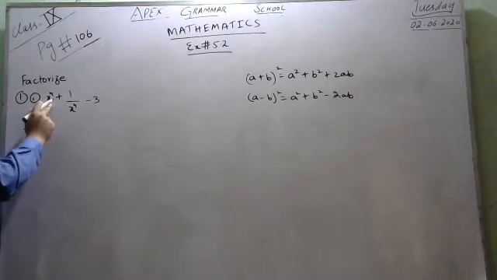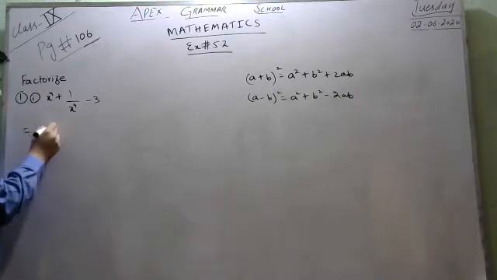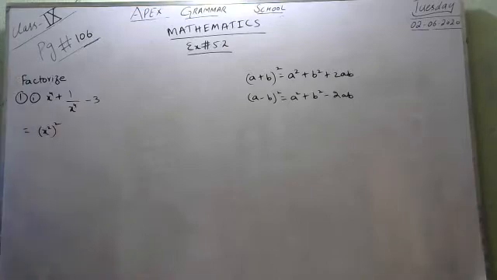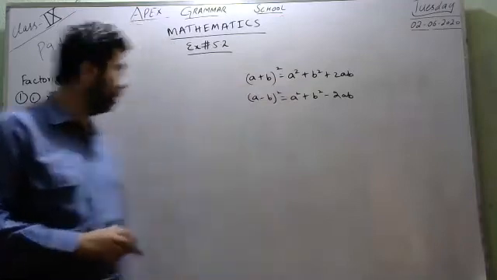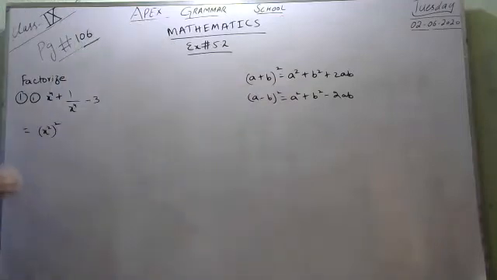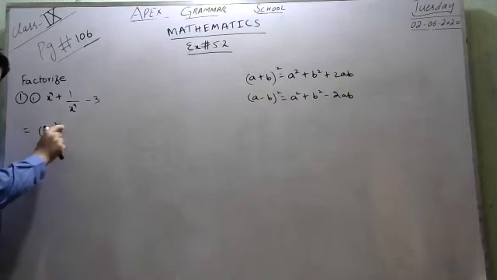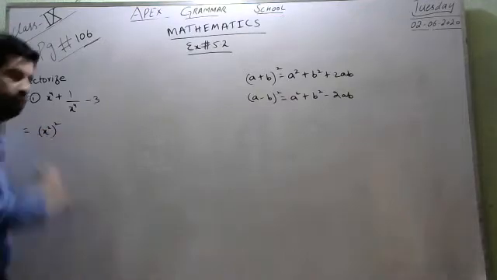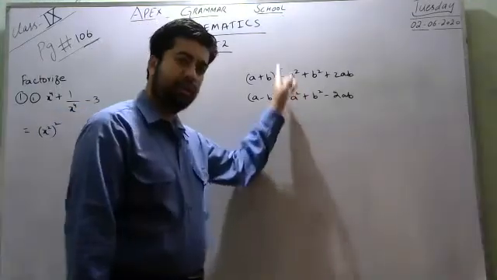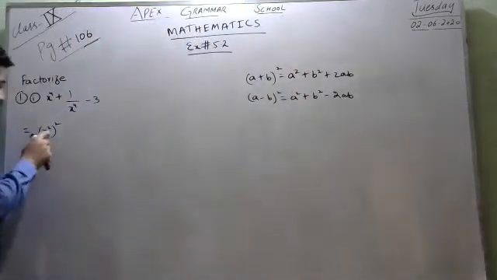Yes, first is x raised to the power 4. Which square is it? It is the square of x square. This is basically a square, meaning that the value of a here is beneath this square, that is x square. So this is a square, x square whole square.